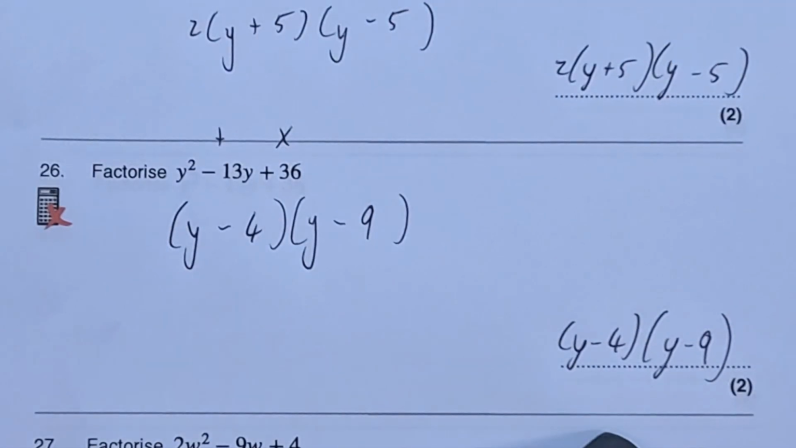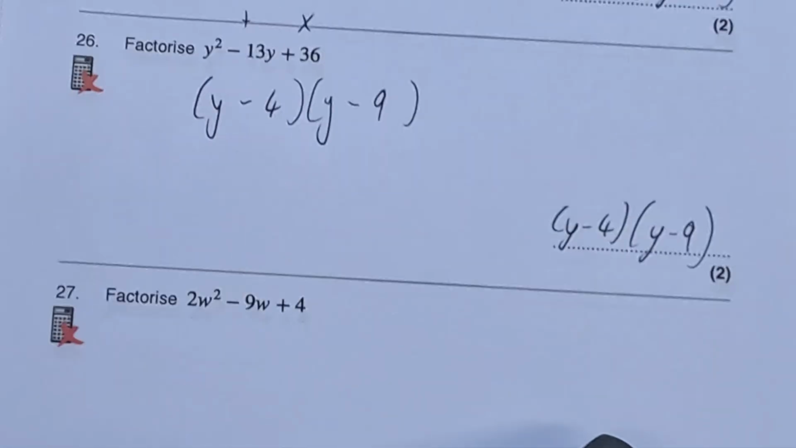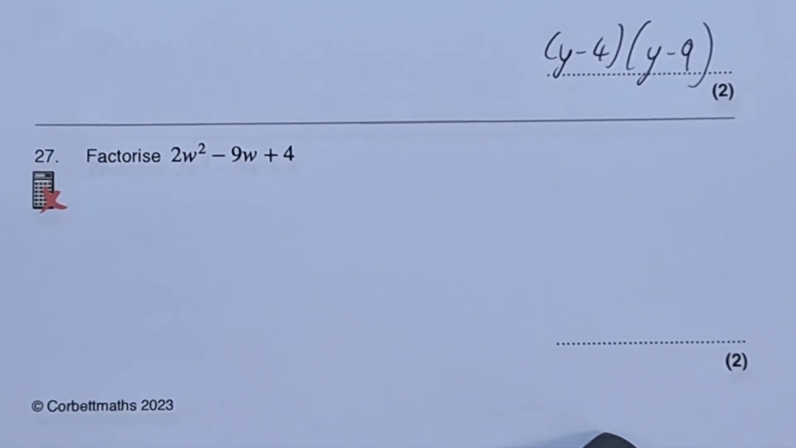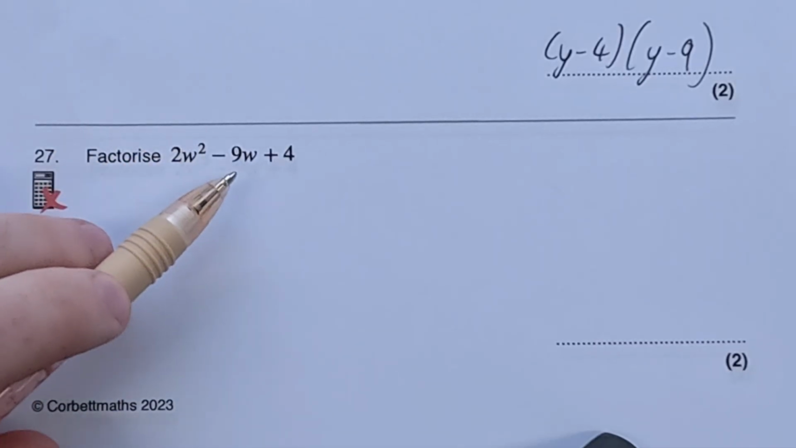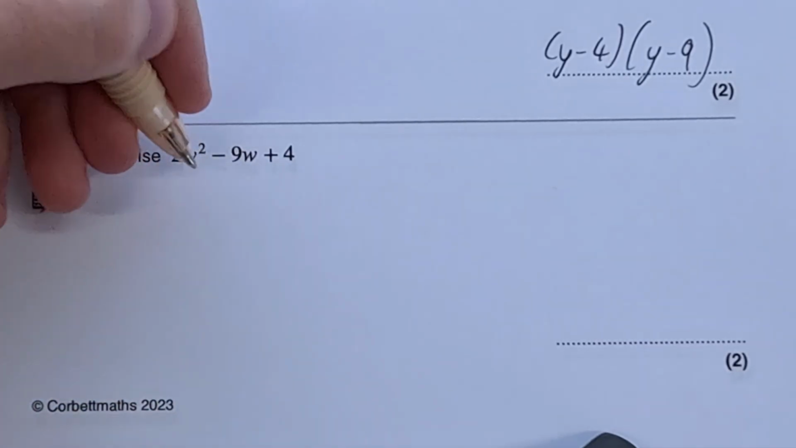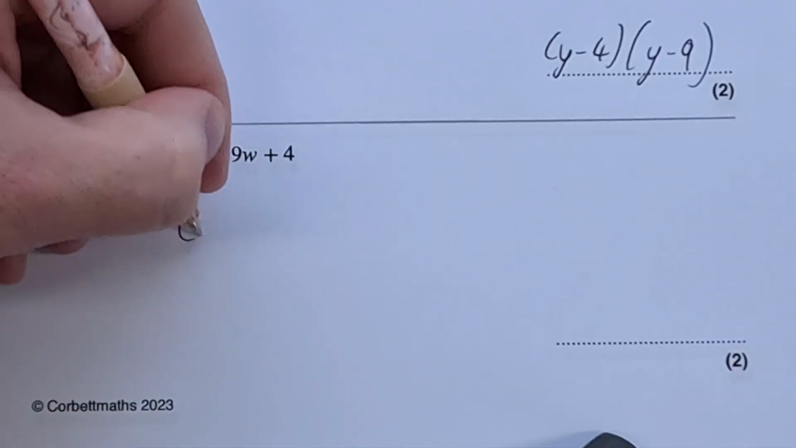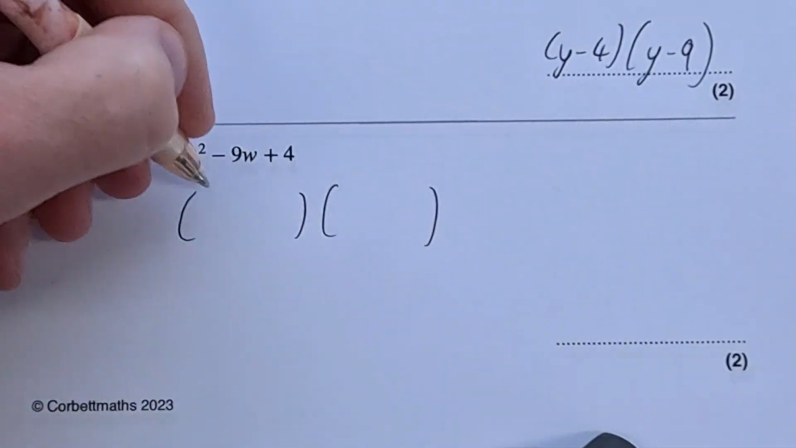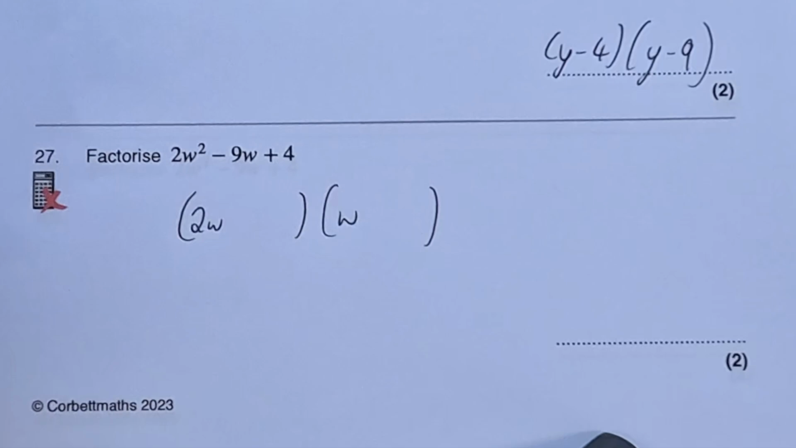Okay, let's look at our next question, question number 27. Okay, so question number 27, we've been asked to factorise 2w squared minus 9w plus 4. Okay, so again, let's use the inspection technique first. So bracket, bracket, bracket, bracket. We're going to go for 2w and a w because they would times together to be 2w squared.